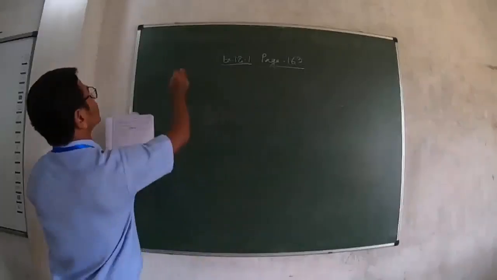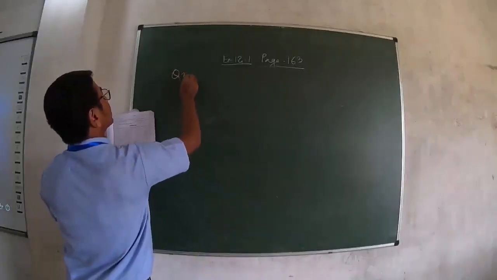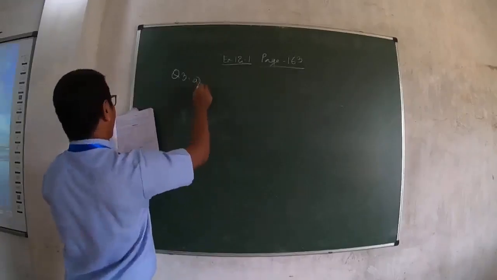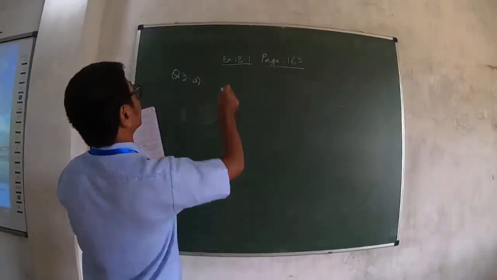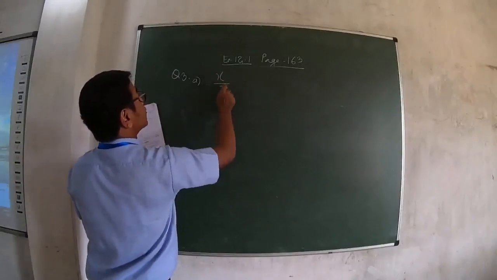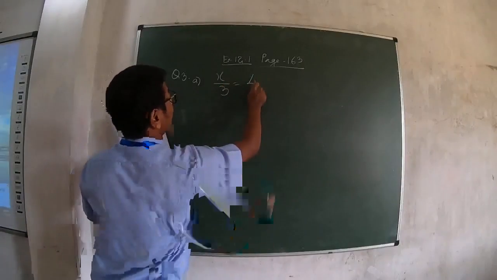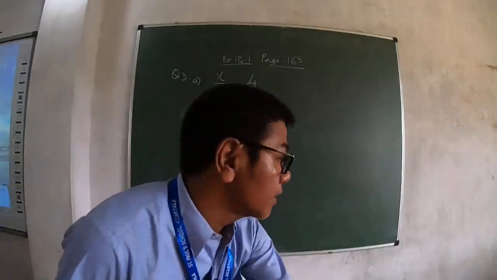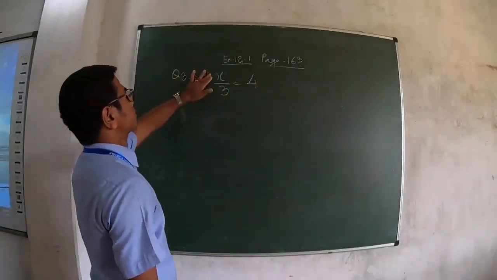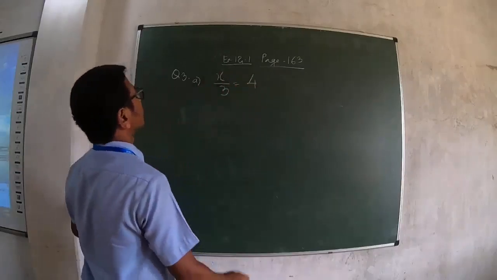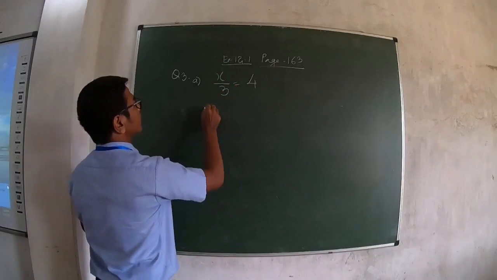Children, please go with me to question 3. Question A. 3A says like this: x by 3 equals to 4. I repeat, x by 3 equals to 4. So what do we have here? It's a divide.